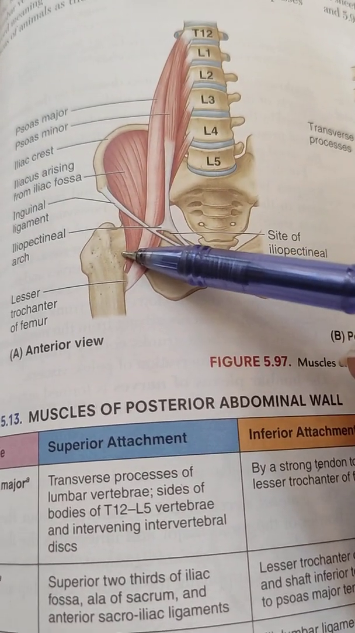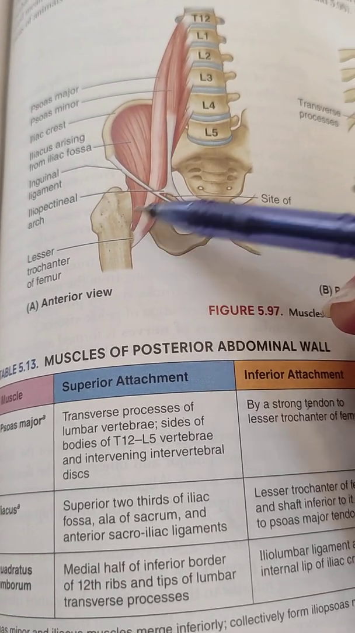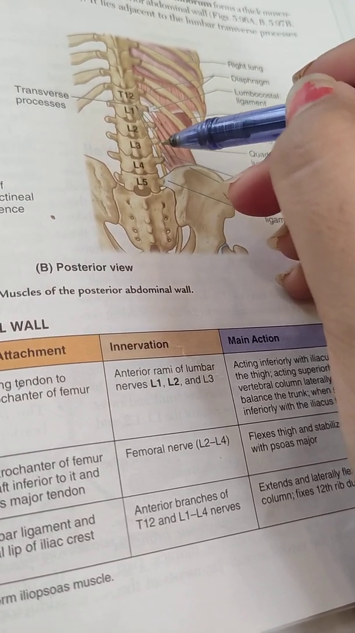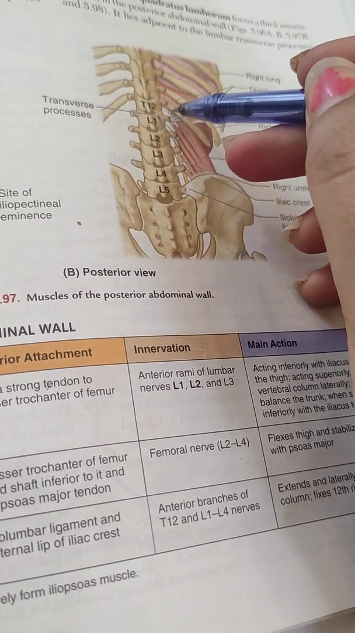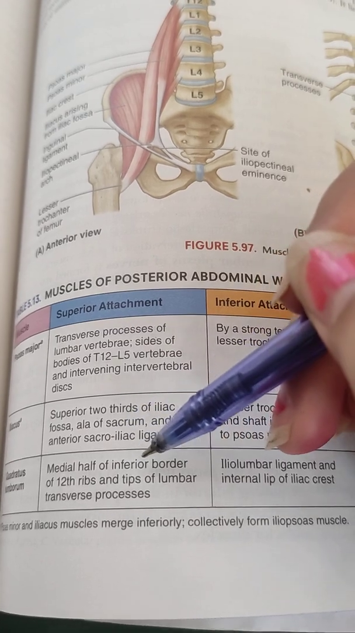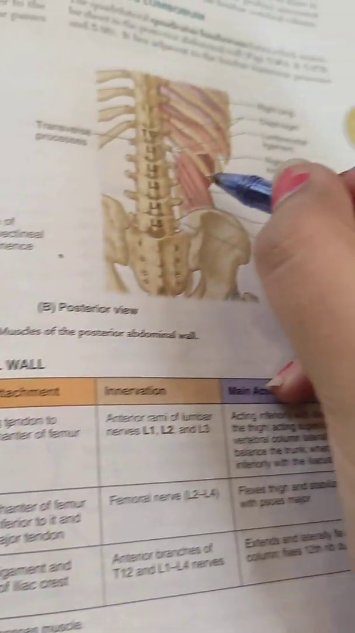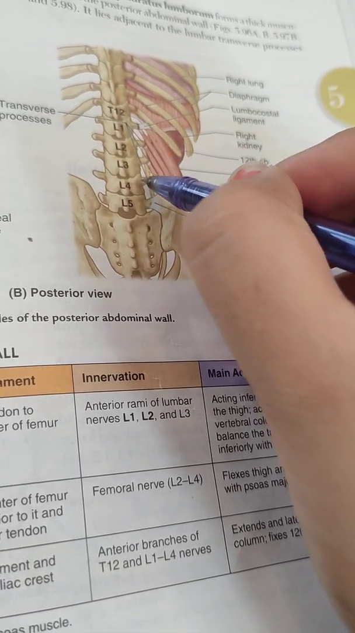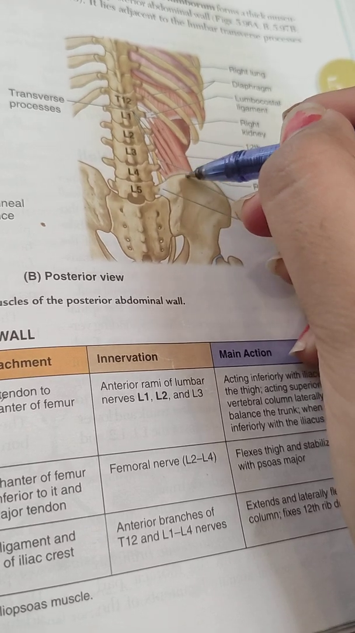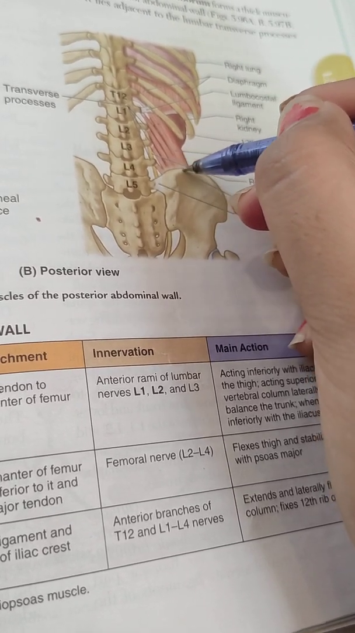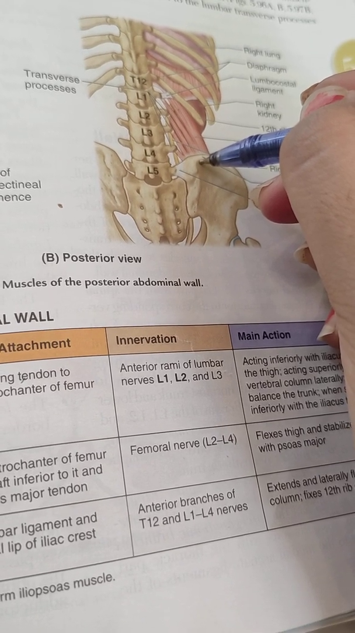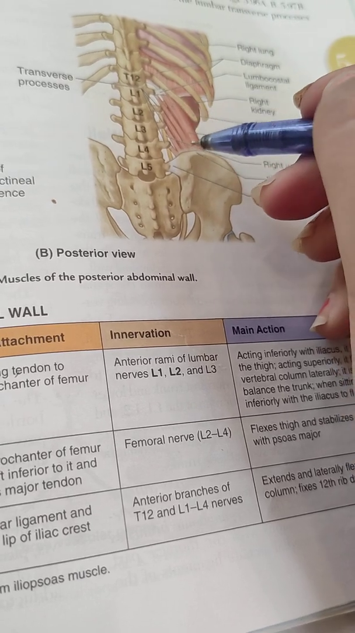So psoas major and iliacus have the same insertion, but if we talk about the quadratus lumborum muscle, these are the quadratus lumborum muscle fibers. And this is arising below the 12th rib and from the T12 vertebra, right? So it arises from the medial half of the inferior border of the 12th rib and tips of the lumbar transverse processes. These are the lumbar transverse processes and it is arising from these transverse processes of the lumbar vertebra, while it is getting attachment to this inner lip of the iliac crest. This is the outer lip and the inner one is known as the inner lip of the iliac crest. So all fibers of the quadratus lumborum get attachment to the inner lip of the iliac crest and it is supplied by the anterior branches of the T12 and L1 to L4 nerves.